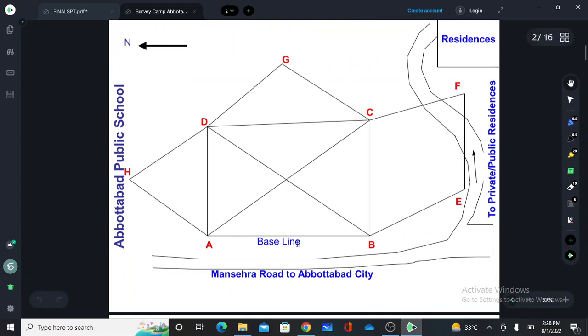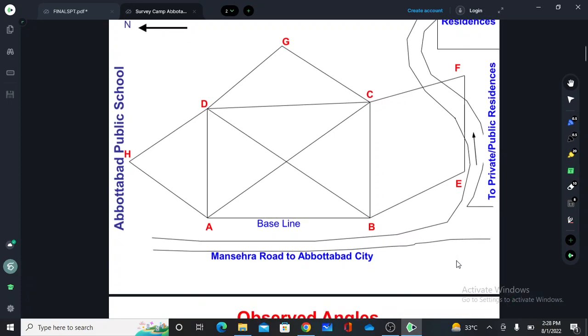Baseline is around AB and we have a triangle DCG and a triangle AHD and a brace quadrilateral A, B, C and D and a parallelogram that is BEFC. This is the main road on which our rest house is located and our scheme is located.